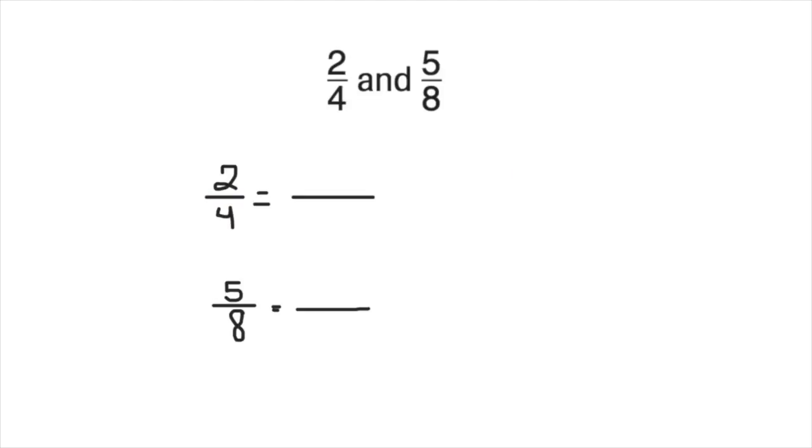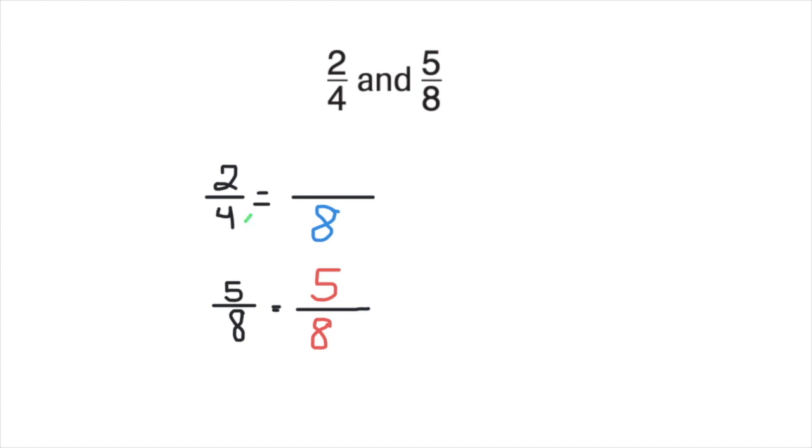I want both of my fractions to have a denominator of 8, so I'm going to set them up like this. 5/8 already has a denominator of 8, so you don't need to change 5/8 at all. But we do need to change 2/4. We want to change the denominator to 8. Right now, our denominator is a 4, so you have to ask yourself, what do you have to do to a 4 to turn it into an 8?